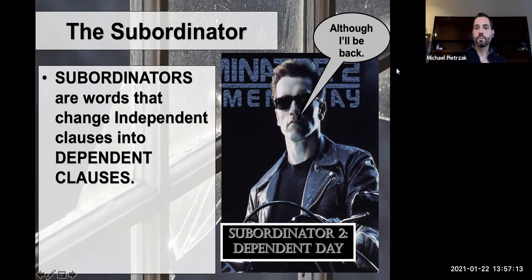So here's an example from Arnold Schwarzenegger. The famous line, "I'll be back," right? If you were to say "although I'll be back," it takes that complete sentence. I'll is the subject, and be is the verb. I'll be back. Complete sentence. Short one, but it's proper. But if you add although in front of that, just read it out. It doesn't make sense. Although is a subordinator. So let's do some examples on this.